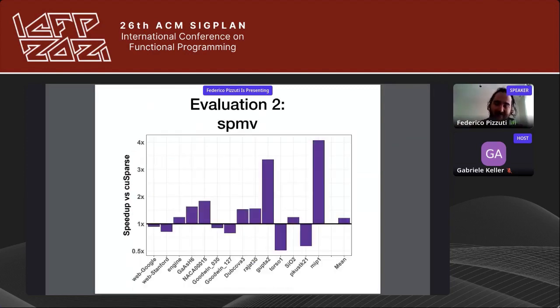And the second one is the SPMV, sparse matrix vector multiplication. On the x-axis, we have a set of commonly used sparse matrices throughout the literature. Many papers use these, so I sampled from them. And once again, we can see we have a mean speedup over cuSparse, and in general, we are competitive. So basically this approach allows us to be competitive.